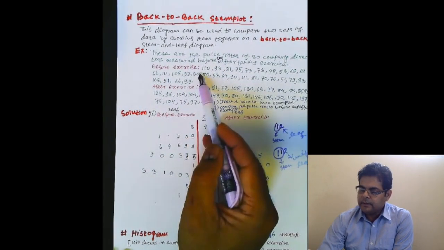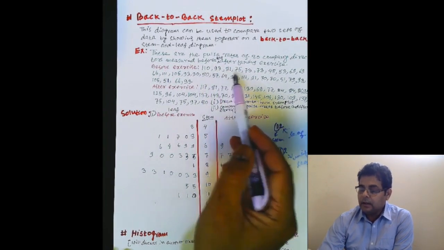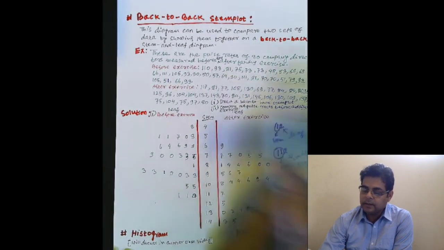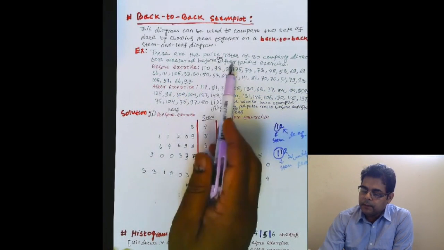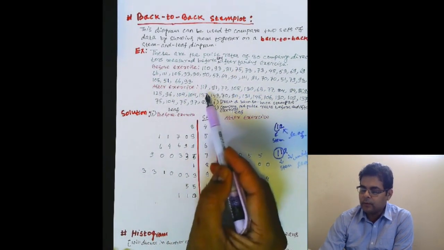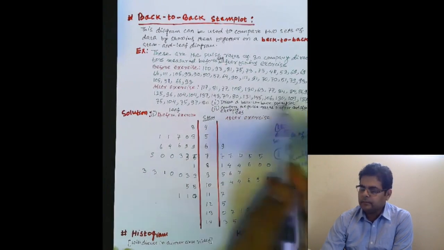Before exercise, the pulse rates are like this: 110, 93, 81, 75, and so on. And another data of pulse rates after the exercises are like 117, 81, 77, 108, 130, and so forth.